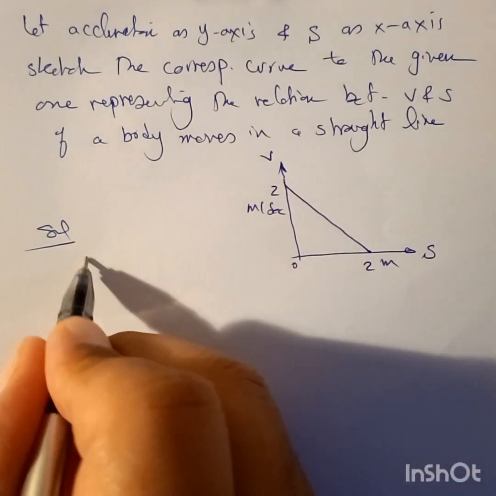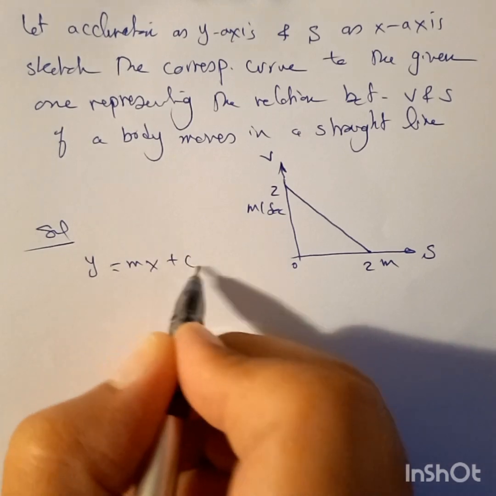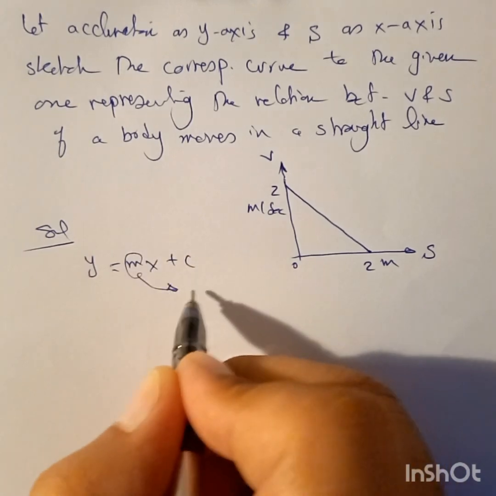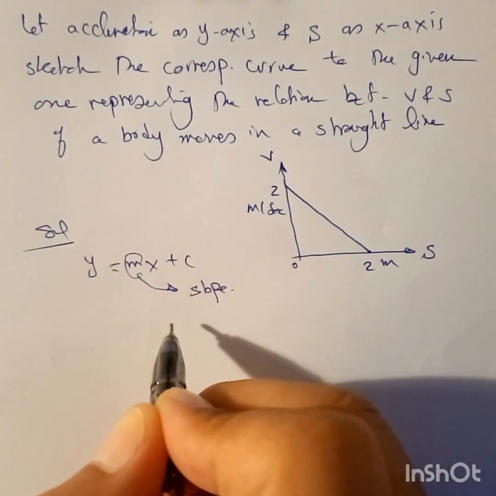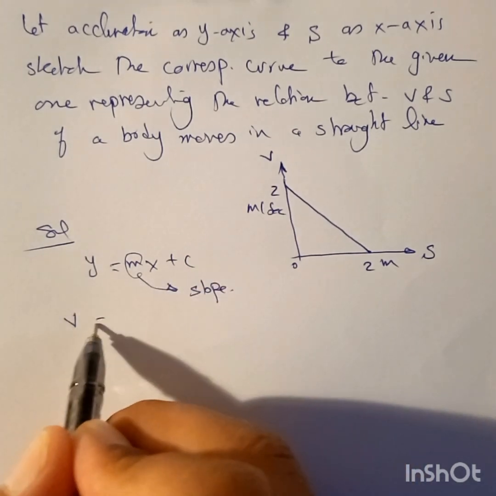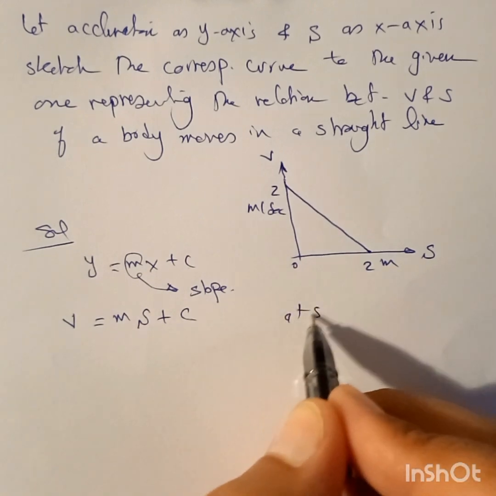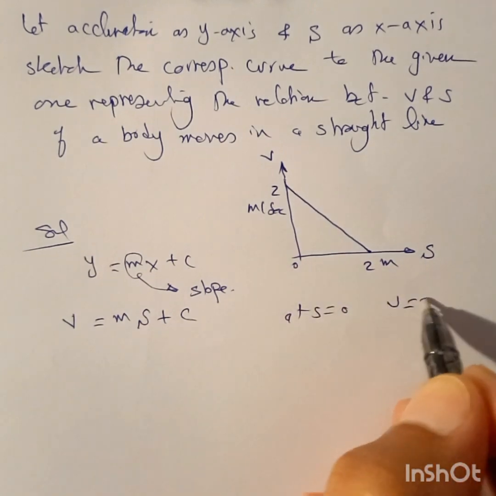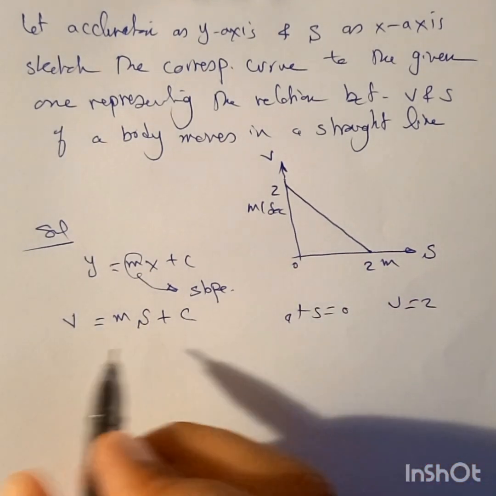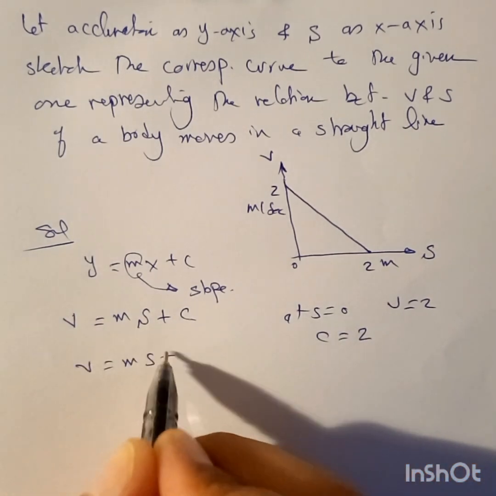We have the general form of this straight line: y equals mx plus c, where m is the slope of this straight line. Then we have y equals v, so v equals ms plus c. At s equals 0 we have v equals 2 meters per second. Then c equals 2. Then we have v equals ms plus 2.